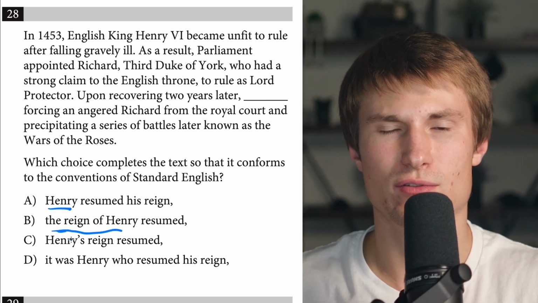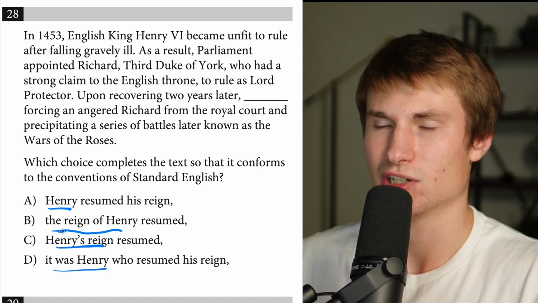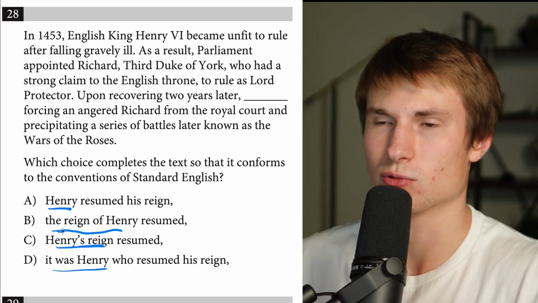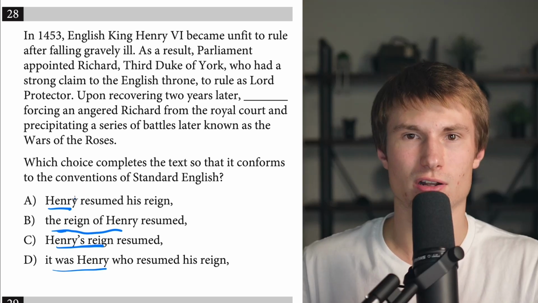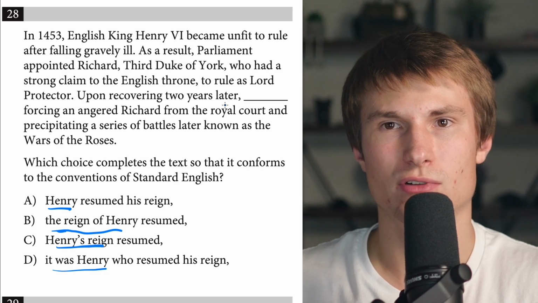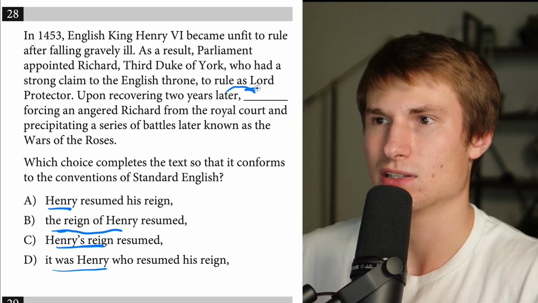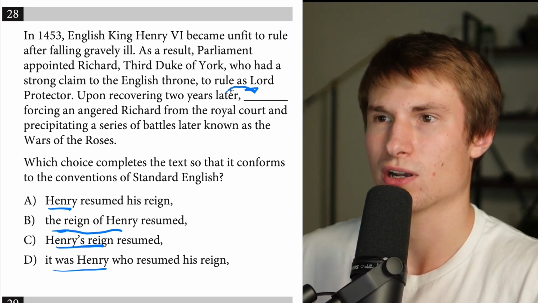First you have Henry, then you have the reign of Henry, then Henry's reign, then it was Henry. If you see that your subject is just being turned and switched around in the beginning, you're probably going to be looking at an introductory modifier. So in this case, if I take a look back up at where my blank is, I have "upon recovering 2 years later." Okay, that's an introductory modifier. So what comes after it needs to be who it is modifying, who is recovering 2 years later.